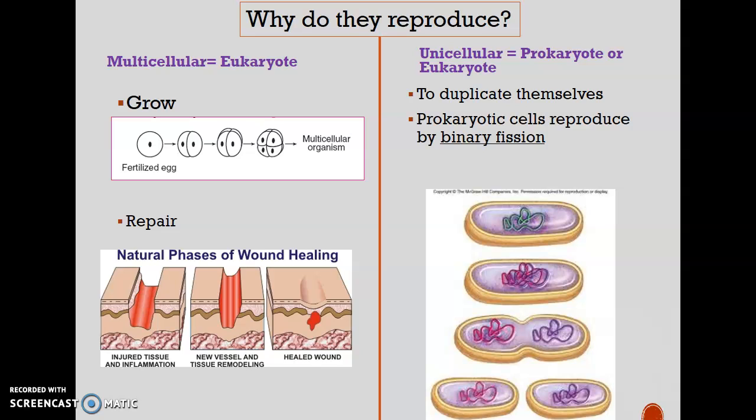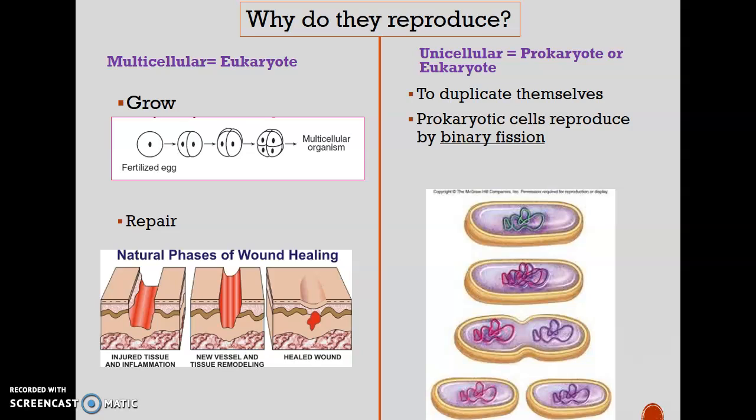So when you get a cut on your thumb, or this is not my thumb, this is my finger, you get a cut, right? In order for your skin to heal, your skin cells actually make copies of themselves and then grow new skin, right? The way that you grow new skin is by your other skin cells dividing and thus reproducing.